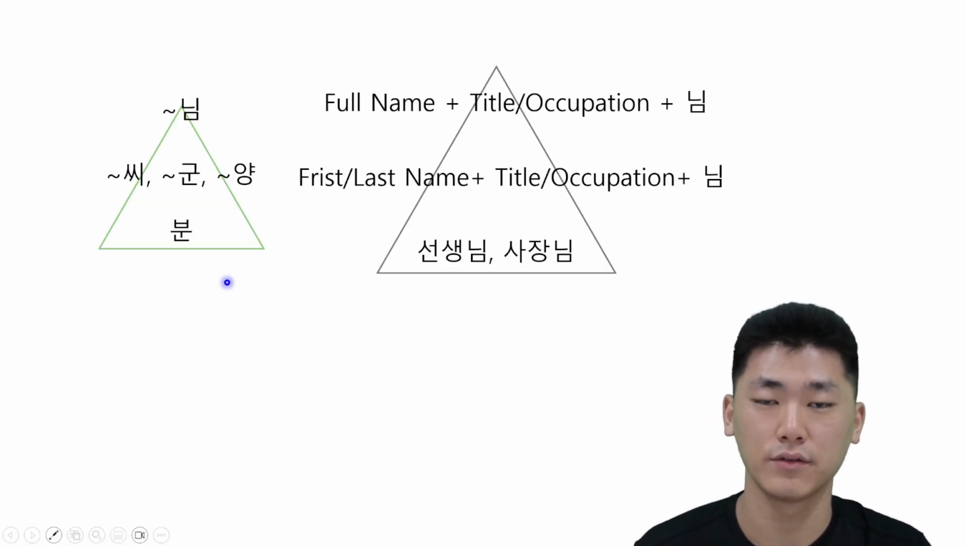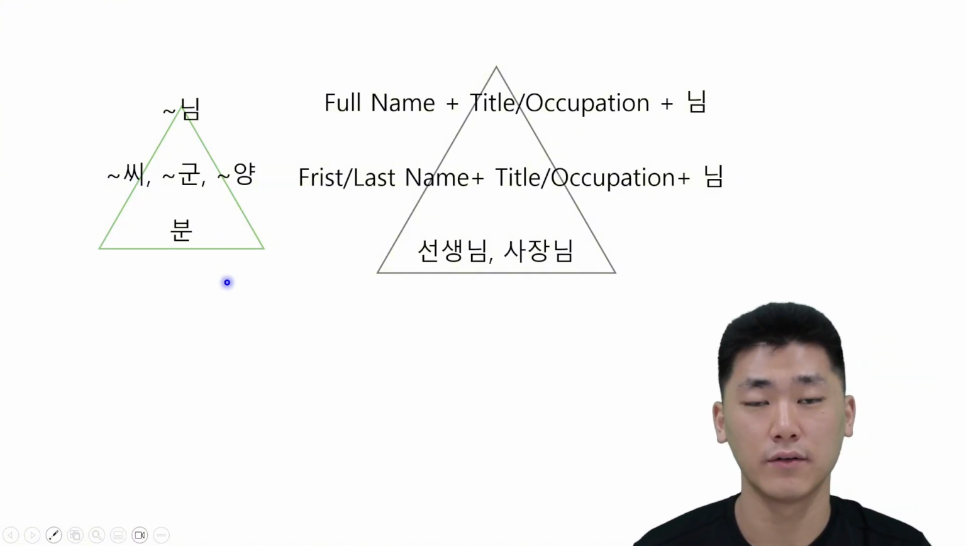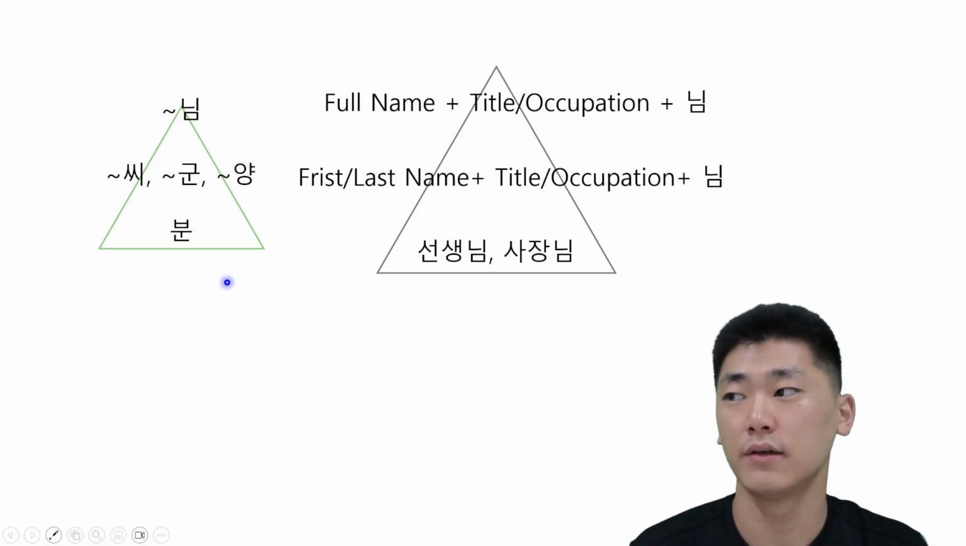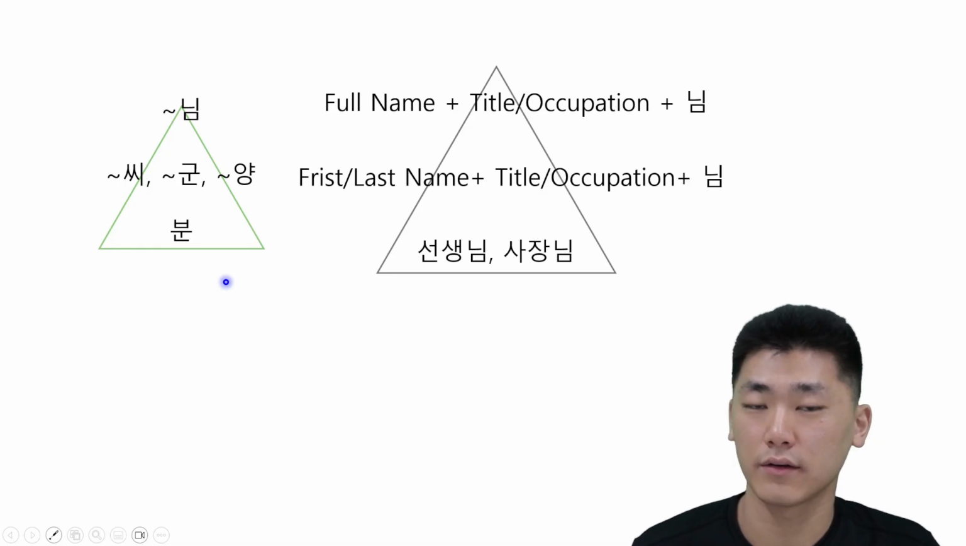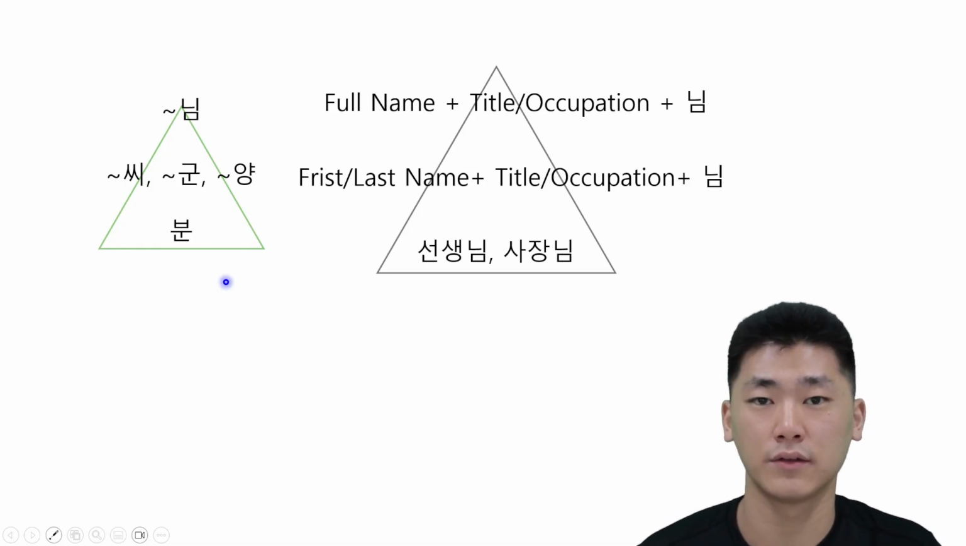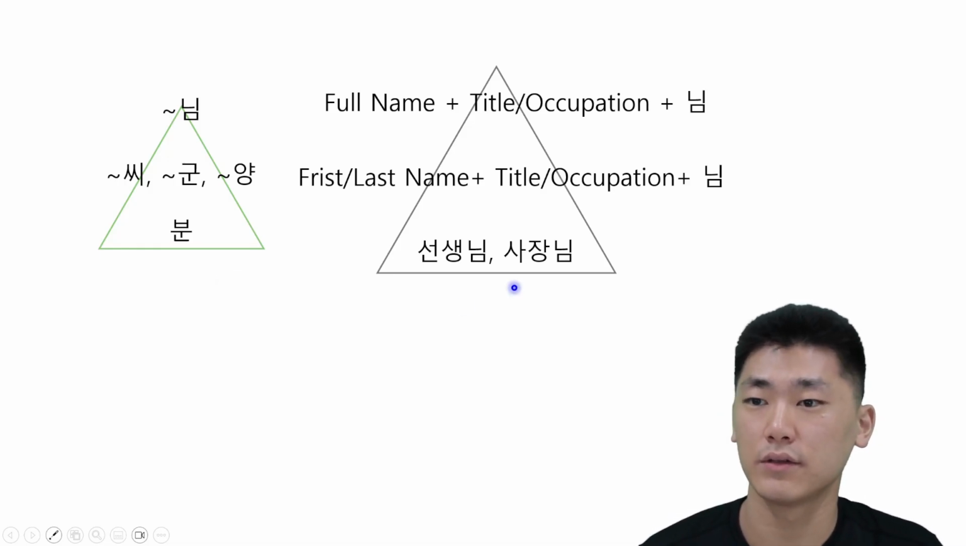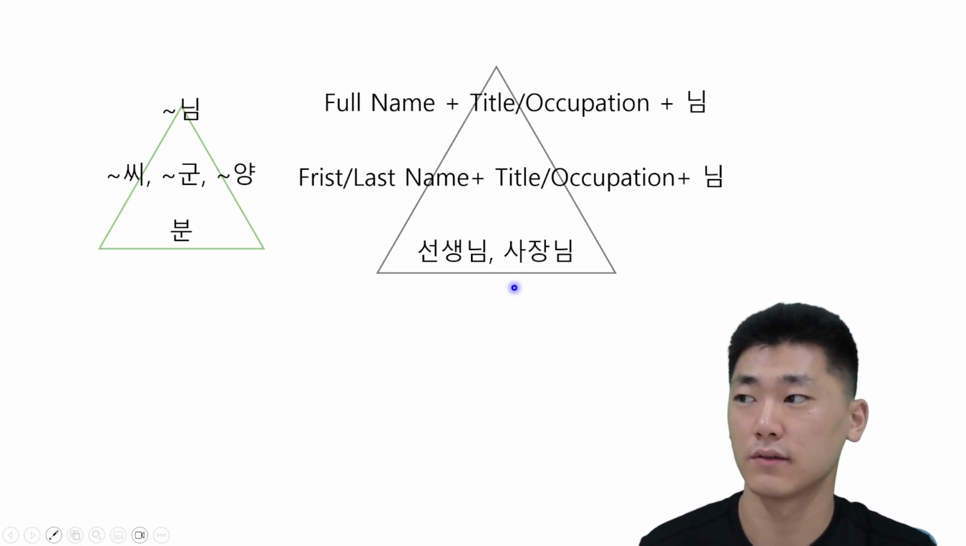Since I want to show you guys the hierarchy of the Korean language much more intuitively, I made a pyramid, as you can see. The left one shows the hierarchy between pronouns and honorifics, and the right one shows the hierarchy between the titles and occupations.